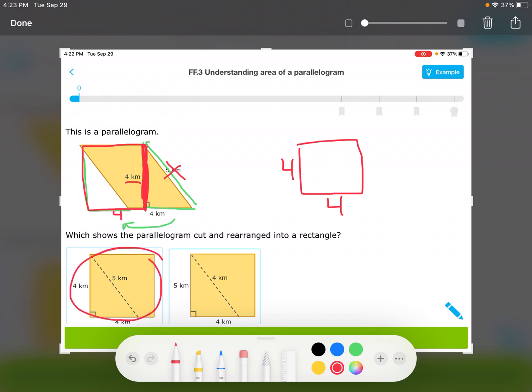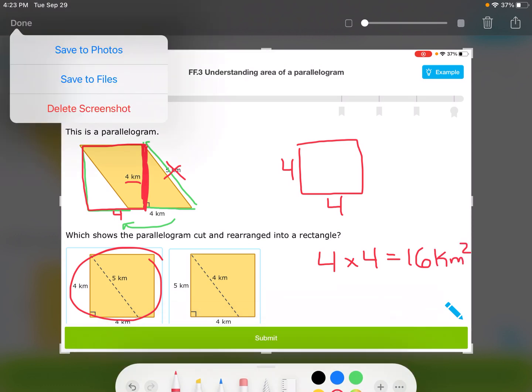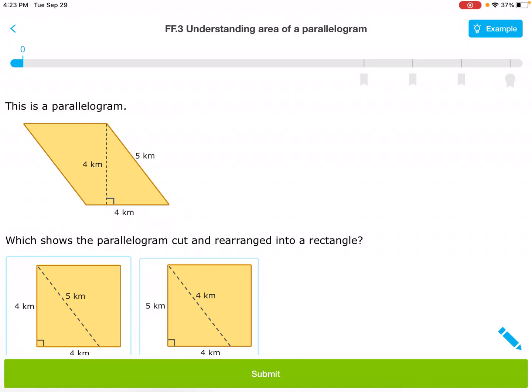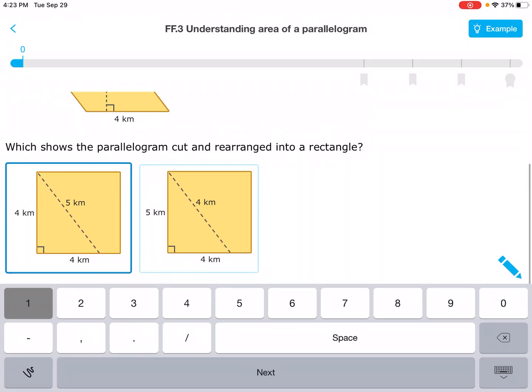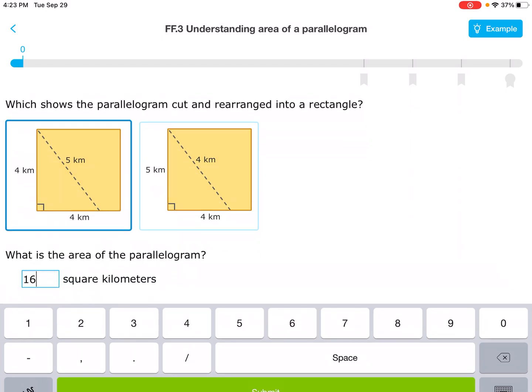And then the second part of the question is going to ask you to find the area. So you would do 4 times 4 equals 16 kilometers squared. So when I go back to my actual page, I'm going to select my first option, scroll down, and select 16 square kilometers.